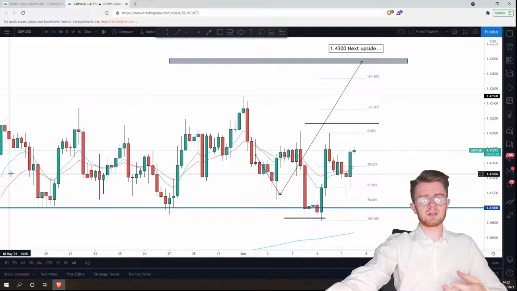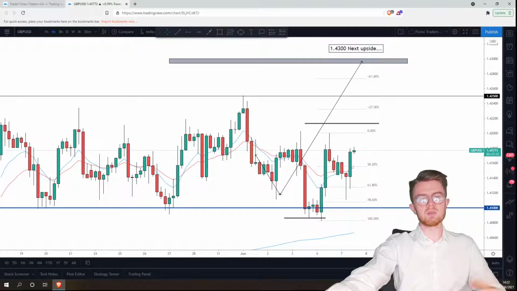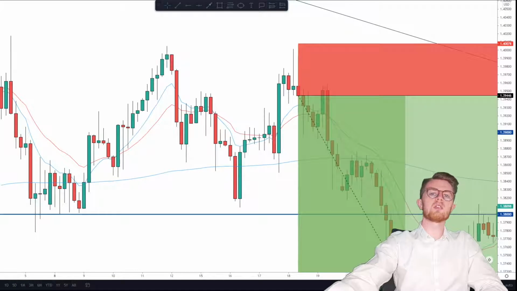Obviously by backtesting and reviewing your trades, seeing what works and what doesn't, you can then go on to build the plan and then actually treat trading like a business in order to make it profitable and make it work for you. So that brings me on to point number 2.